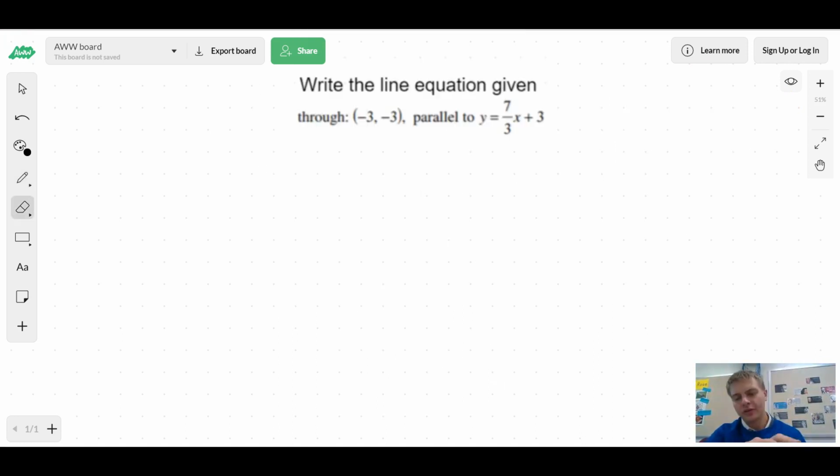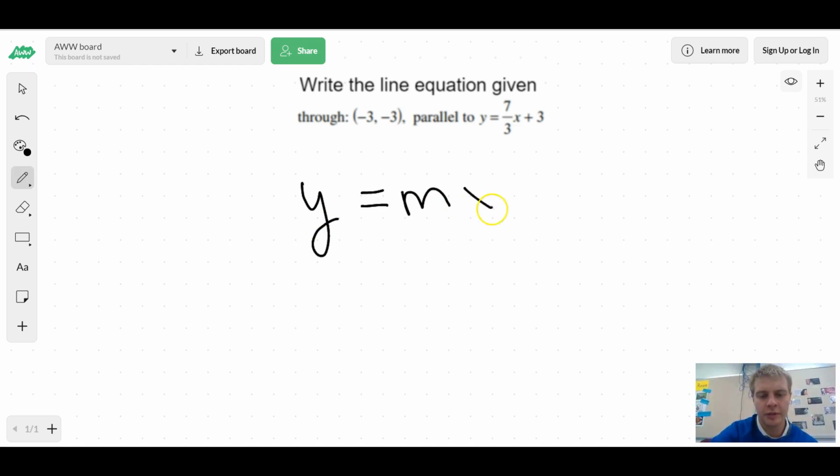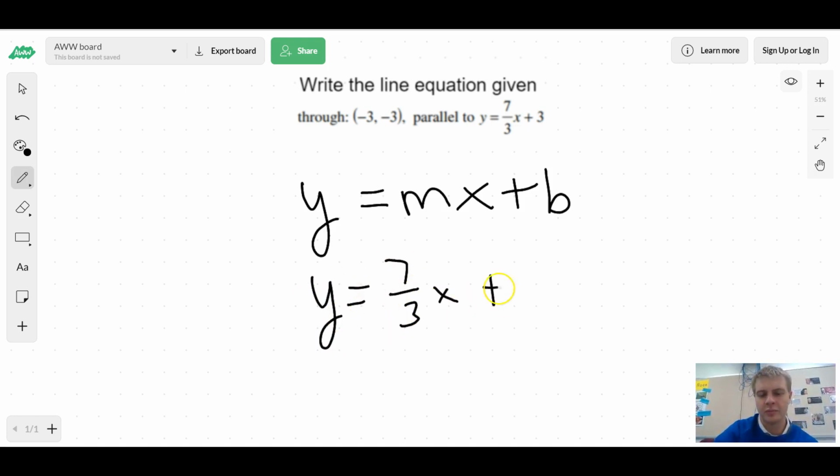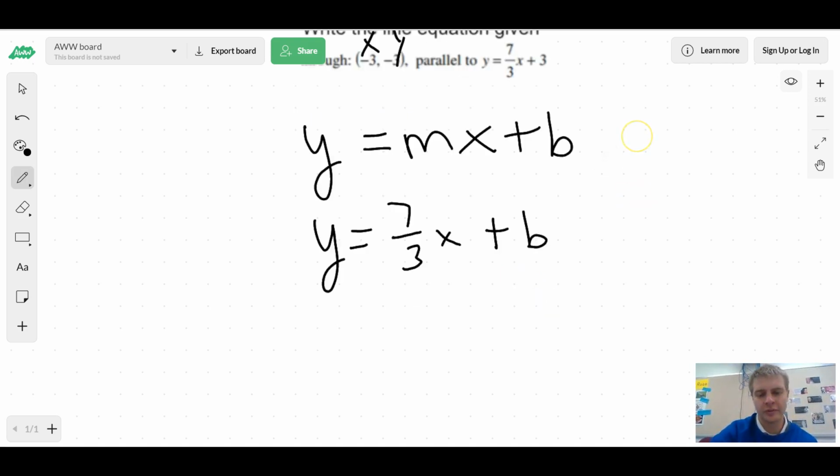Try the next one. Okay, so for this problem here, we're going to write a line equation again. So we're going to say y is equal to mx plus b. We know it's parallel, so we know its slope is 7 over 3x plus b. We've been given an x and a y. They're both the same number, but that doesn't really matter.